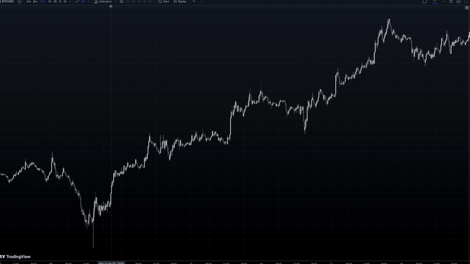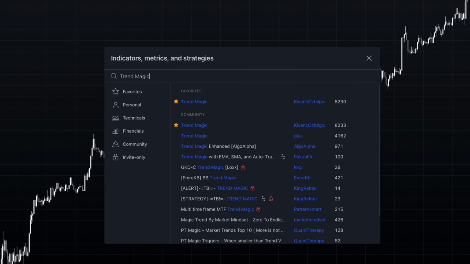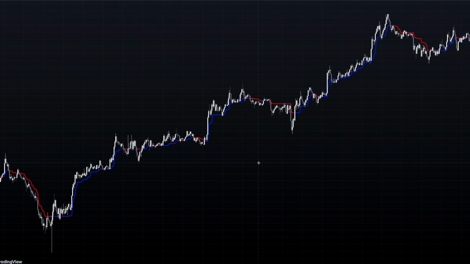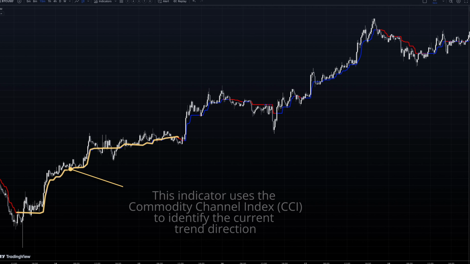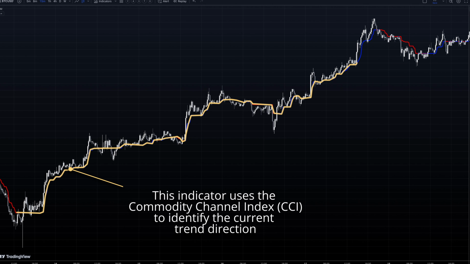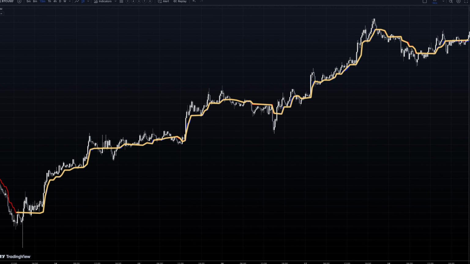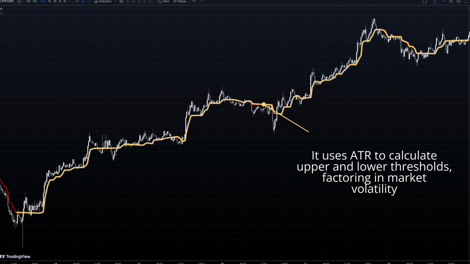Our first tool reviewed today is called Trend Magic by Kivenko's Bilgic. The Trend Magic indicator is designed to help identify potential trends and key price levels. The indicator uses the CCI to determine whether the market is trending upward or downward. It calculates upper and lower thresholds using ATR to factor in market volatility.